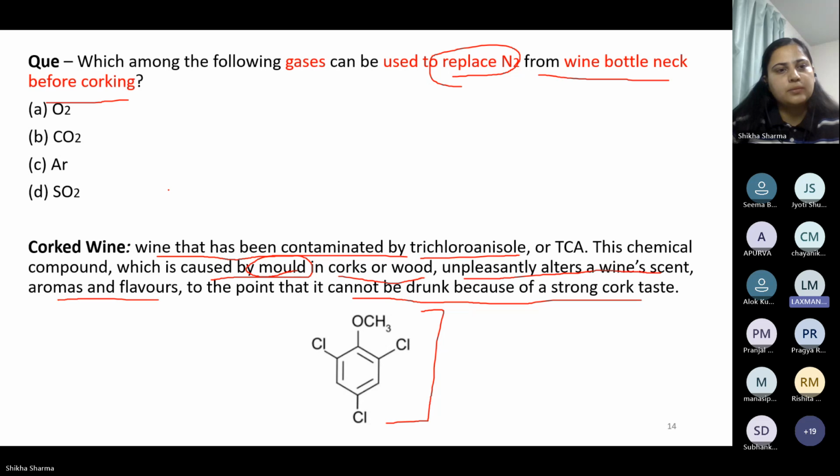Option B, CO2. CO2. Anyone else? CO2, ma'am. Okay, CO2.